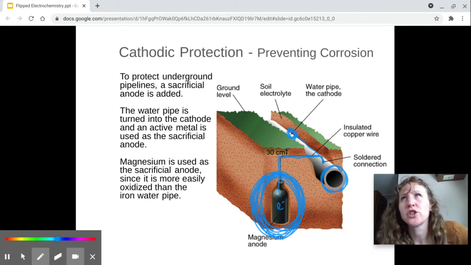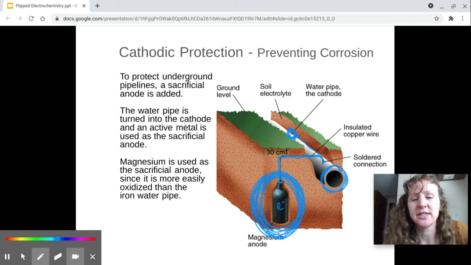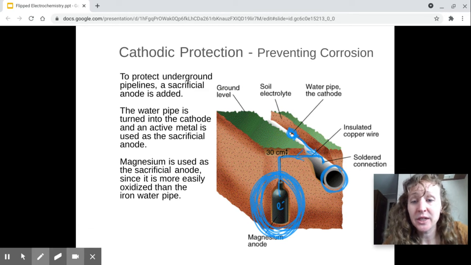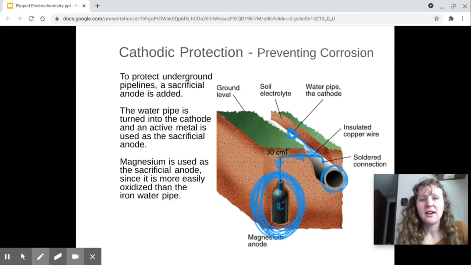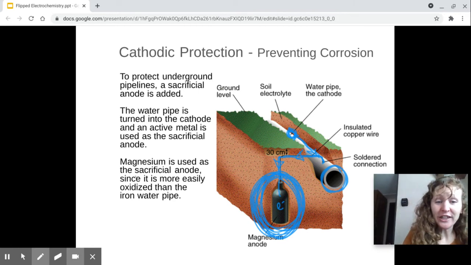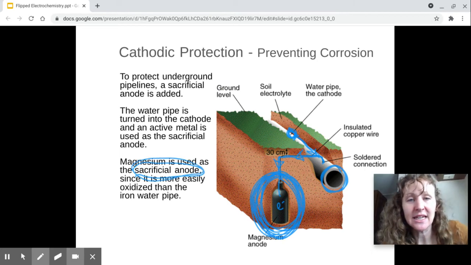Oh, I guess it would actually gain electrons because reduction is gain. Okay, so go the opposite direction. But in any case, magnesium is attached there to be this electron sink, and we actually call it a sacrificial anode. Magnesium is placed in there to be that electron sink so that the pipe is not, and then magnesium is oxidized instead of the pipe, and the pipe is protected.